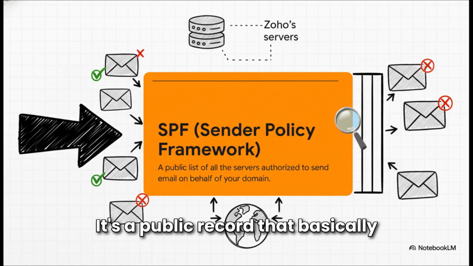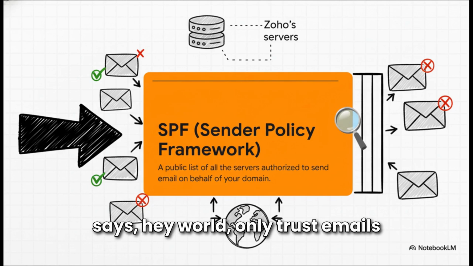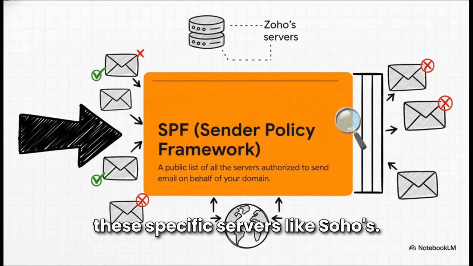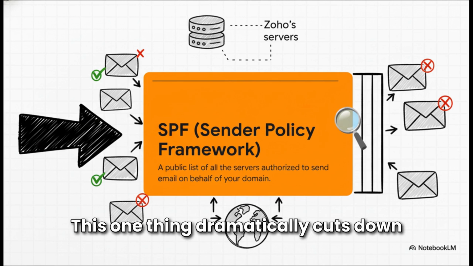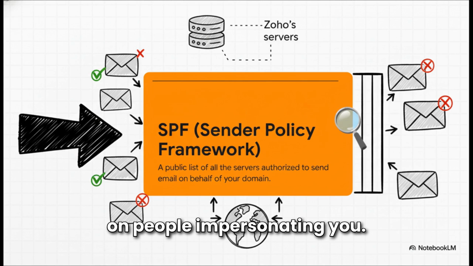It's a public record that basically says, hey world, only trust emails from my domain if they come from these specific servers, like Zoho's. If you see an email from me coming from anywhere else, it's a fake. Ignore it. This one thing dramatically cuts down on people impersonating you.